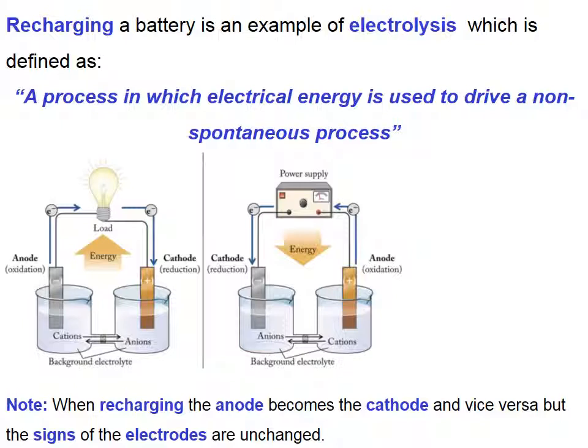In the spontaneous process, electrons flow spontaneously from the anode into the cathode, and we can intersect them and get them to do useful work. When we're recharging a battery, we use a power supply to drive electrons from the anode into the cathode, and we have to do the work to make that non-spontaneous process occur. Notice that while the anode becomes the cathode when we are recharging a battery, the signs of the battery don't change. The polarity of the battery is the same. So your cathode is now negatively charged and your anode is now positively charged when we're recharging our battery.